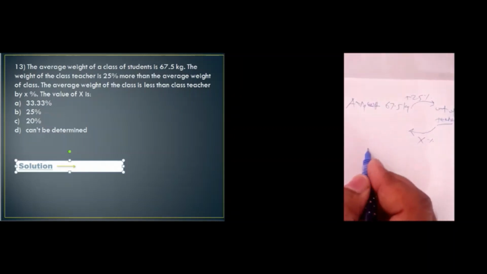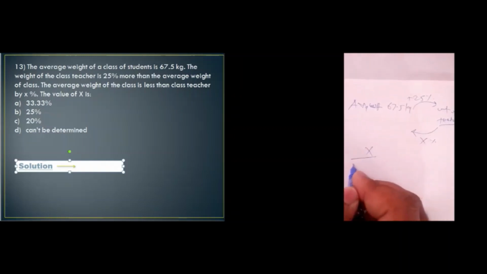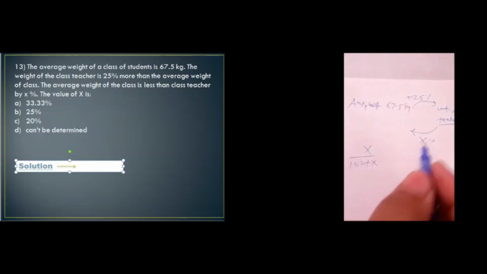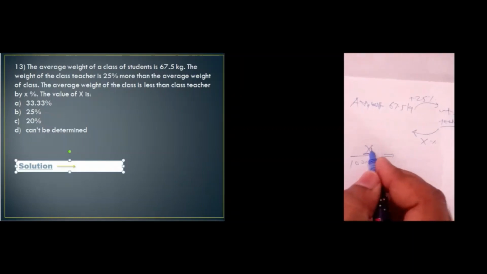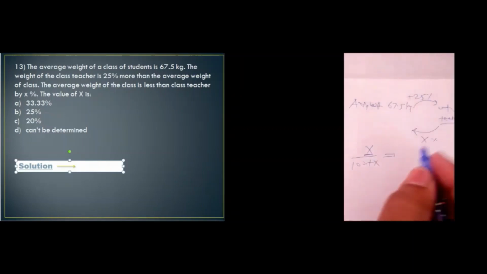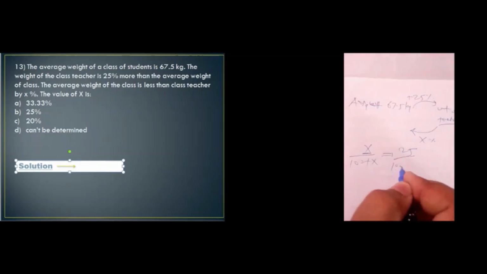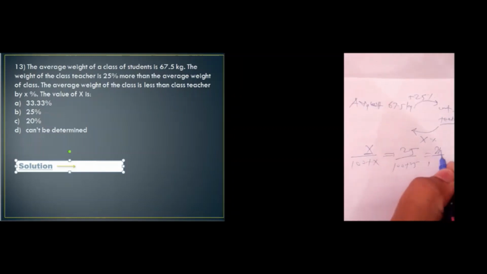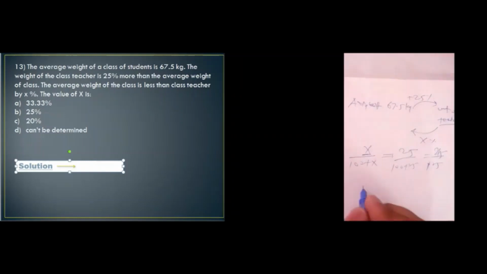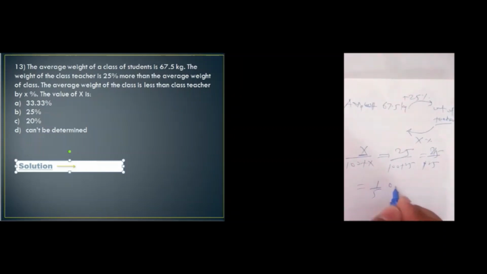So it is a simple formula, that is x divided by 100 plus x. This x is not the same as the unknown x, this is from the formula. This x is actually the value of this 25%. So this is going to be 25 over 100 plus 25, which comes out as 25 divided by 125. So it will be 1 by 5, that means 0.2.